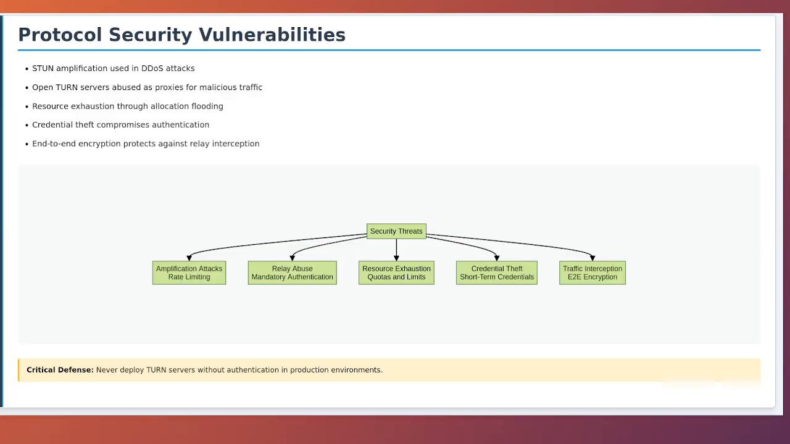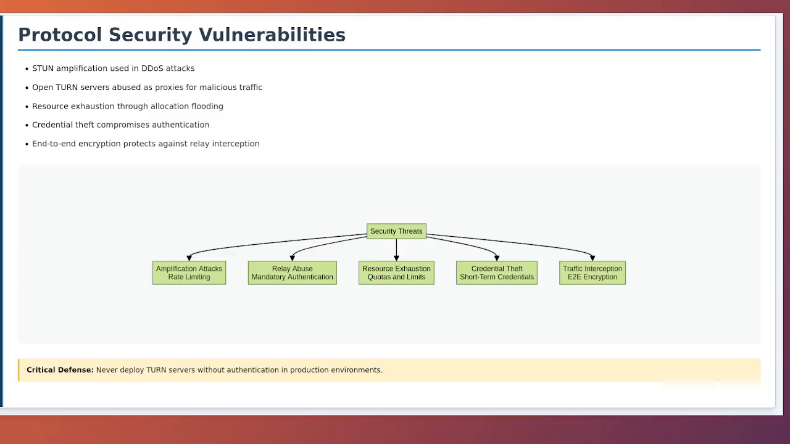TURN servers face more serious security risks due to their relay functionality. An open TURN server without proper authentication can be abused as a proxy for malicious traffic. An attacker could use your TURN server to relay attacks against third parties, making it appear the attacks originate from your infrastructure. This could result in your IP addresses being blacklisted or your service being used in illegal activities. This is why authentication is absolutely mandatory for TURN servers in production.